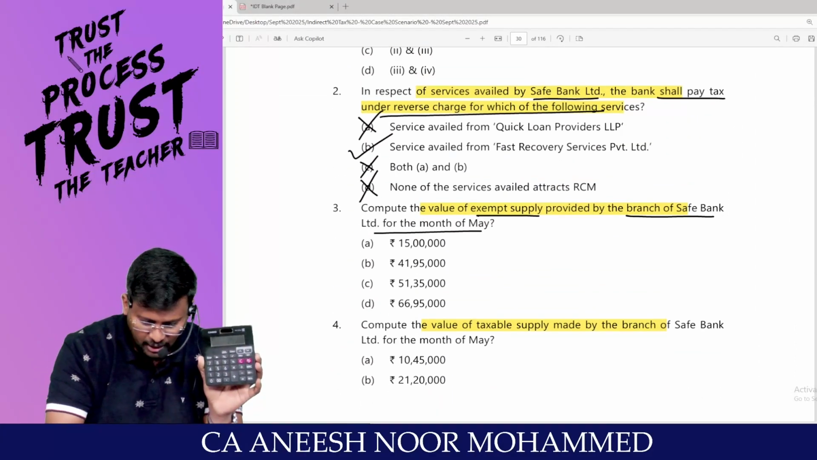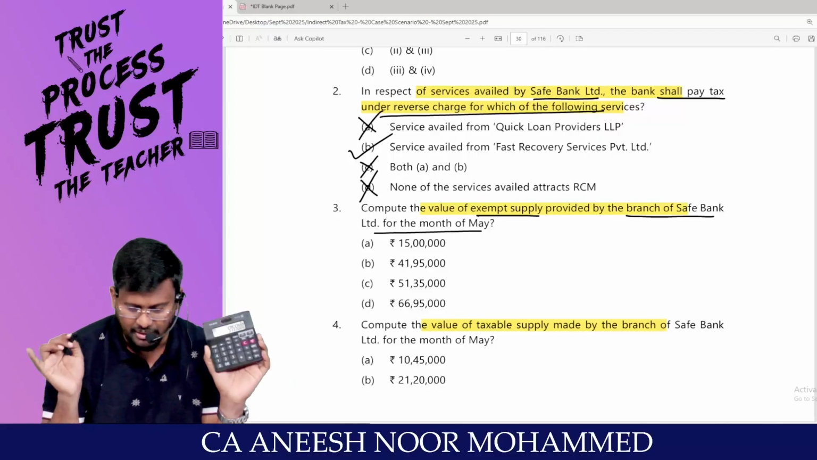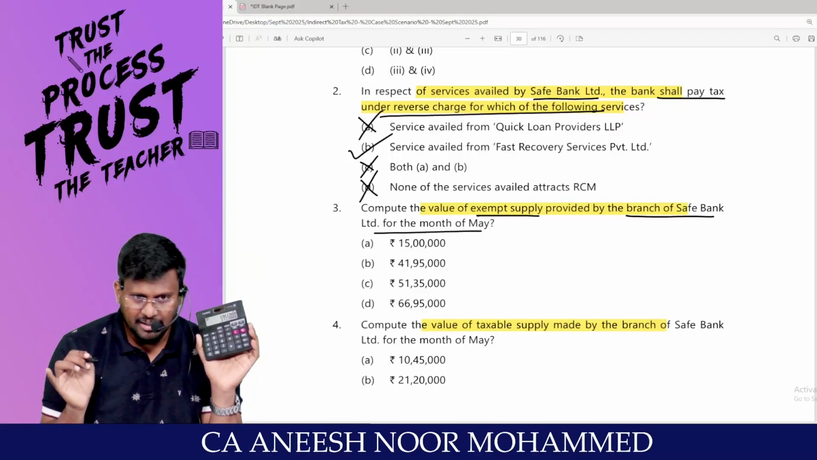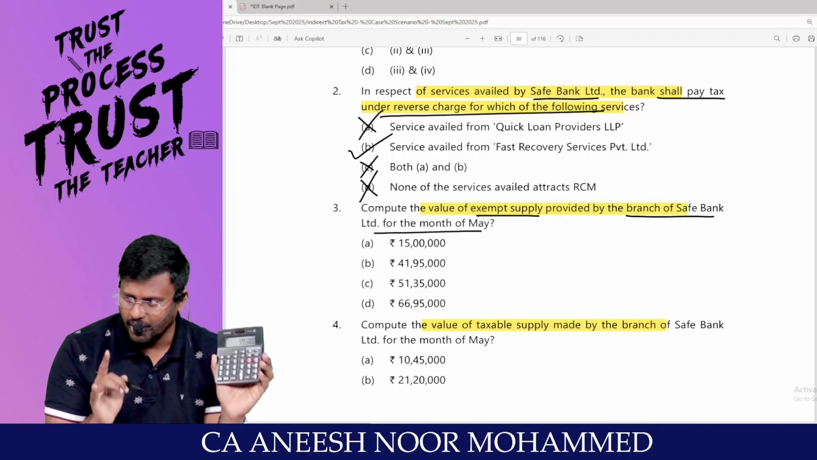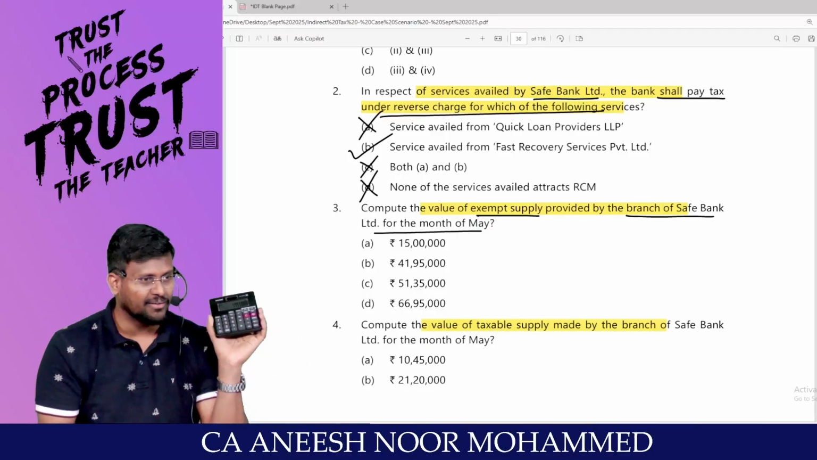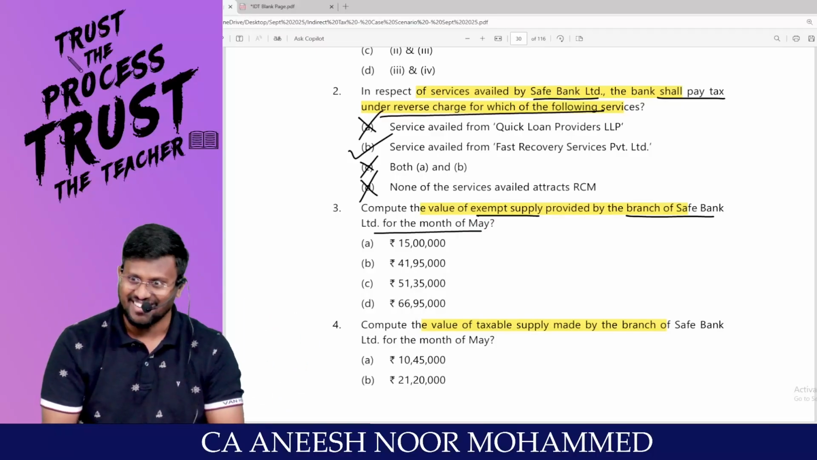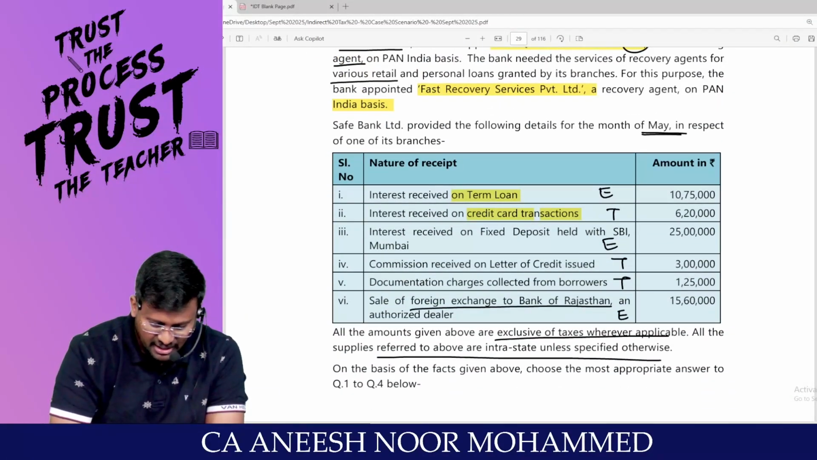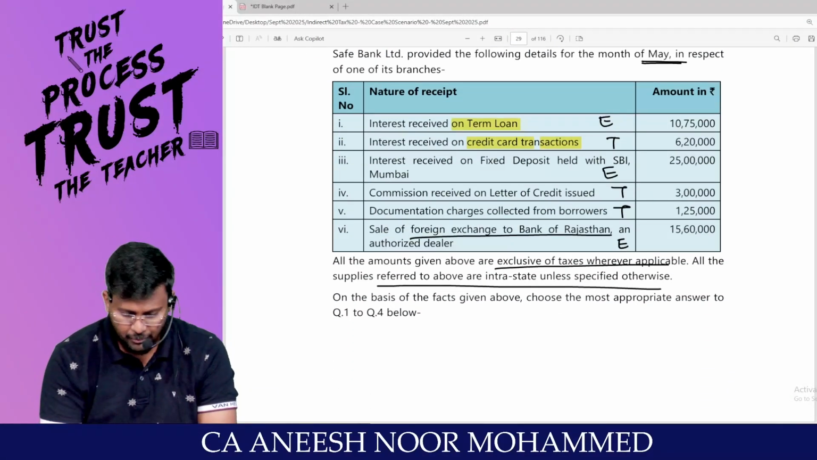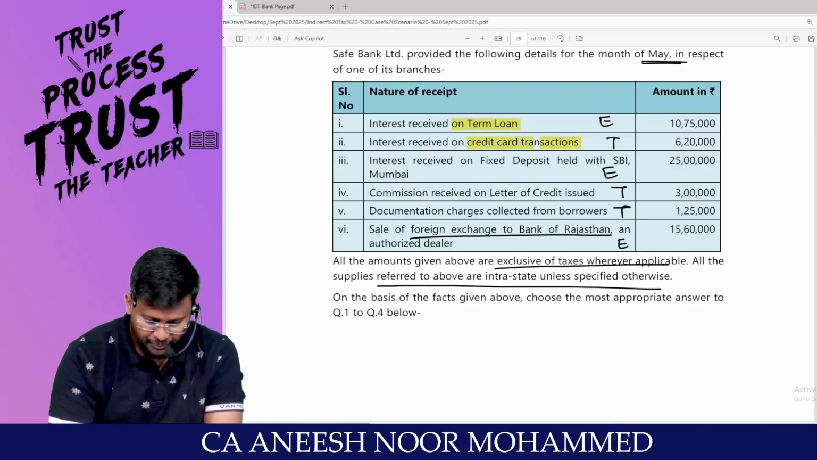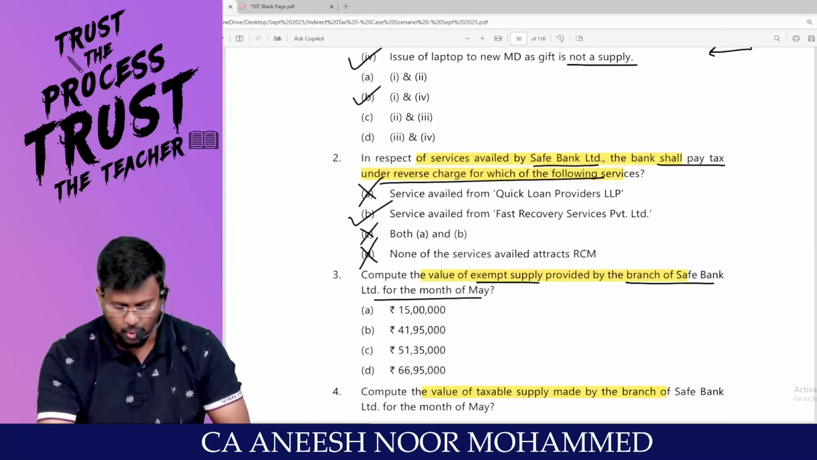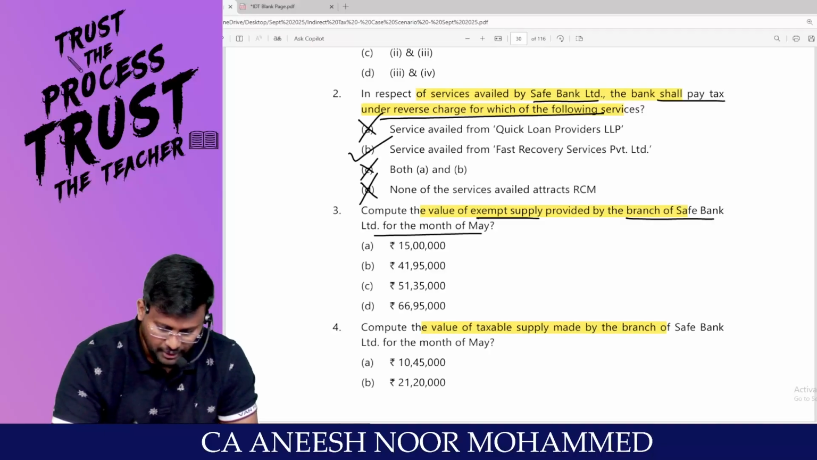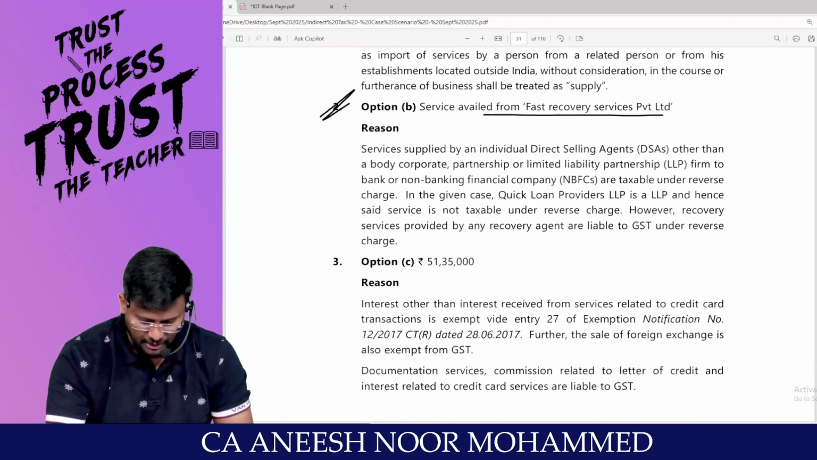Sir, for the third one, 57 lakh 55,000 is not at all there. Then you will come and check. Actually, in the exam, this option will be there. Don't worry at all. You will tick that option, right? Come on, redo it. 10 lakh 75,000 plus 25 lakh plus 15 lakh 60,000 comes to 51 lakh 35,000. Option C should be the right answer.